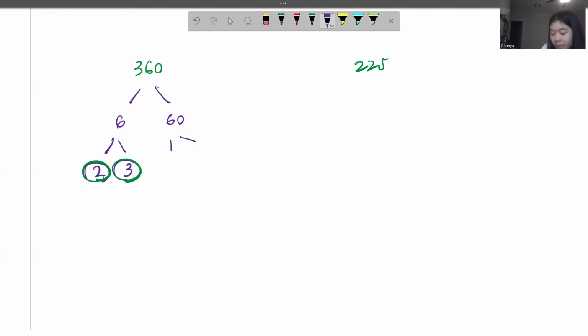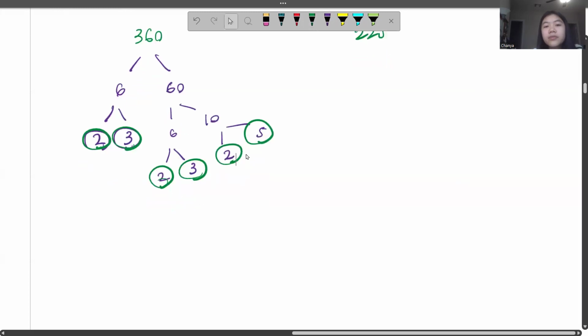So 60, I'm going to break that down into 6 and 10. Well, are these prime? No, they're not. And I'm going to break them down further. 6 can be broken down into 2 times 3. 10 can be broken down into 2 times 5. So are these numbers prime? Well, 2 is prime, 3 is prime, and 5 is also prime. So now you have all the prime factors.